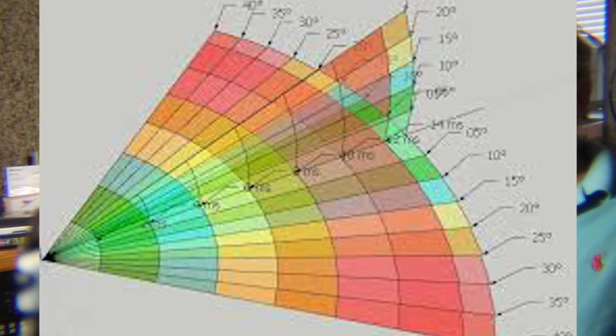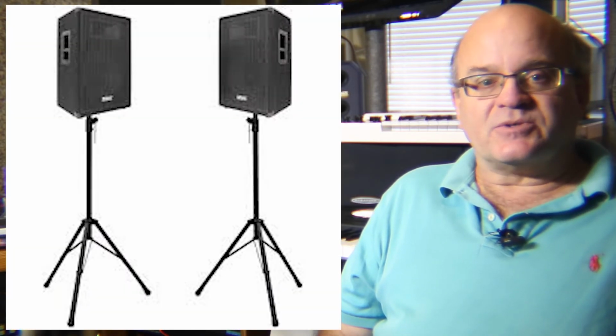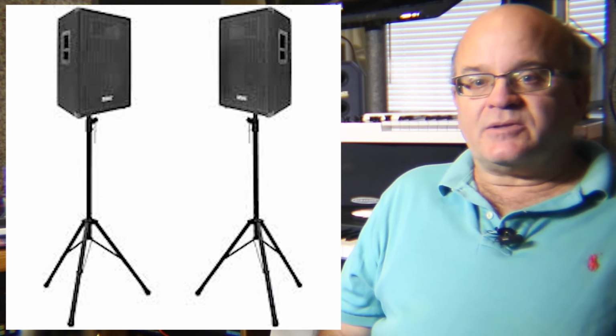In this example, we have a pair of full-range speakers mounted on tripod stands. This is what we commonly refer to in the business as speakers on sticks. At the basic level of production, this is what you will most likely see 90% of the time in the general AV world.